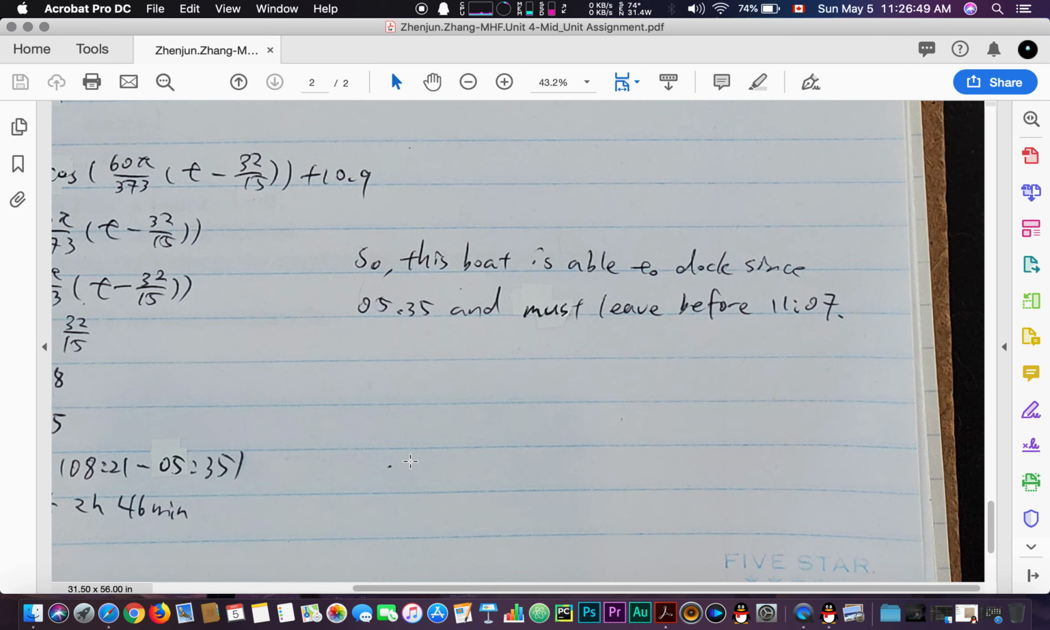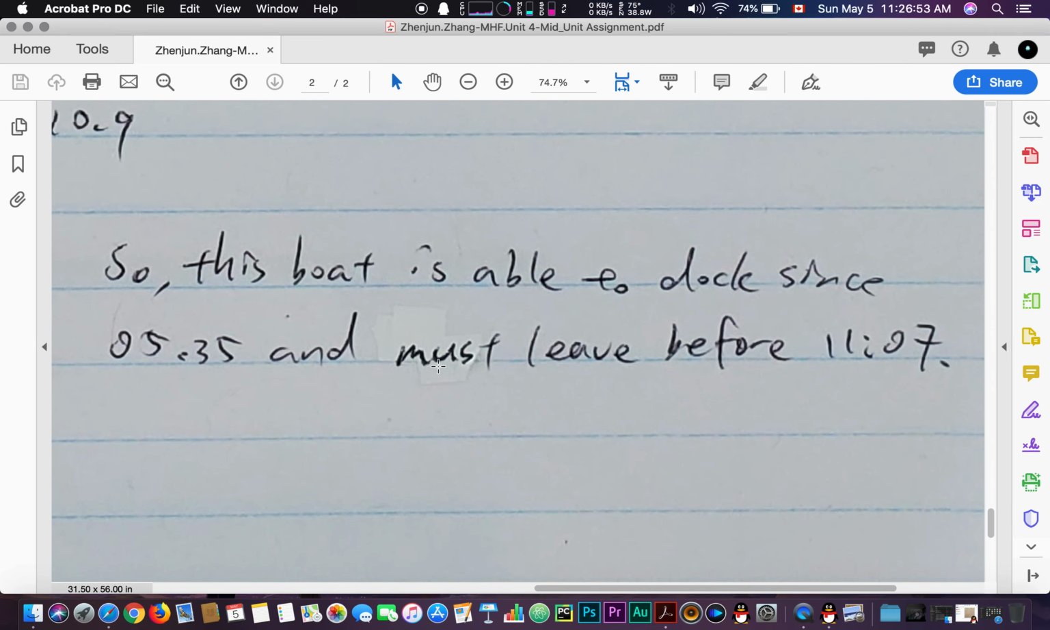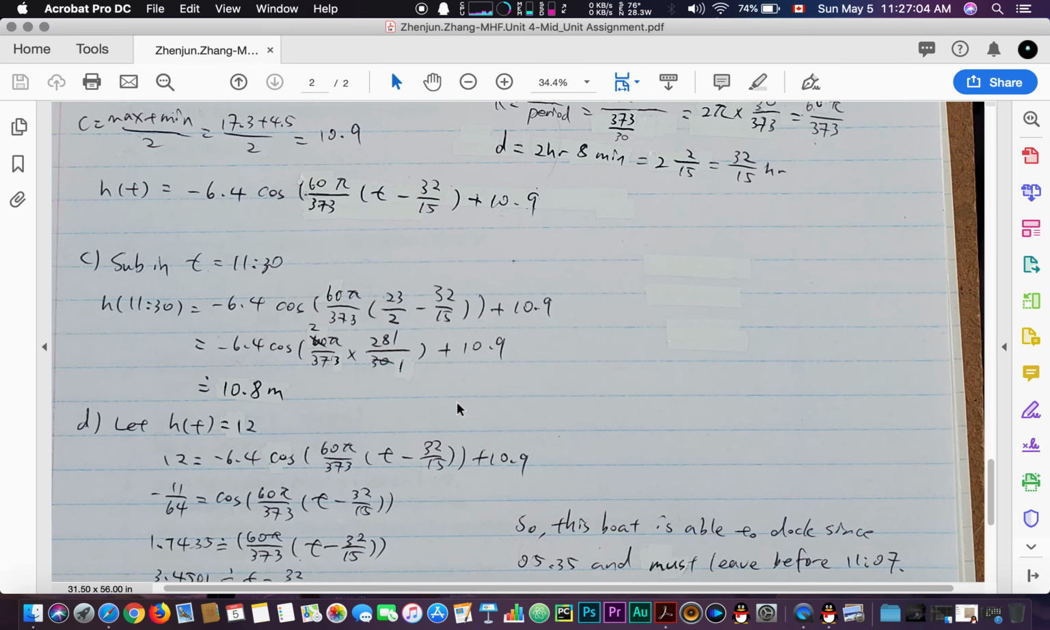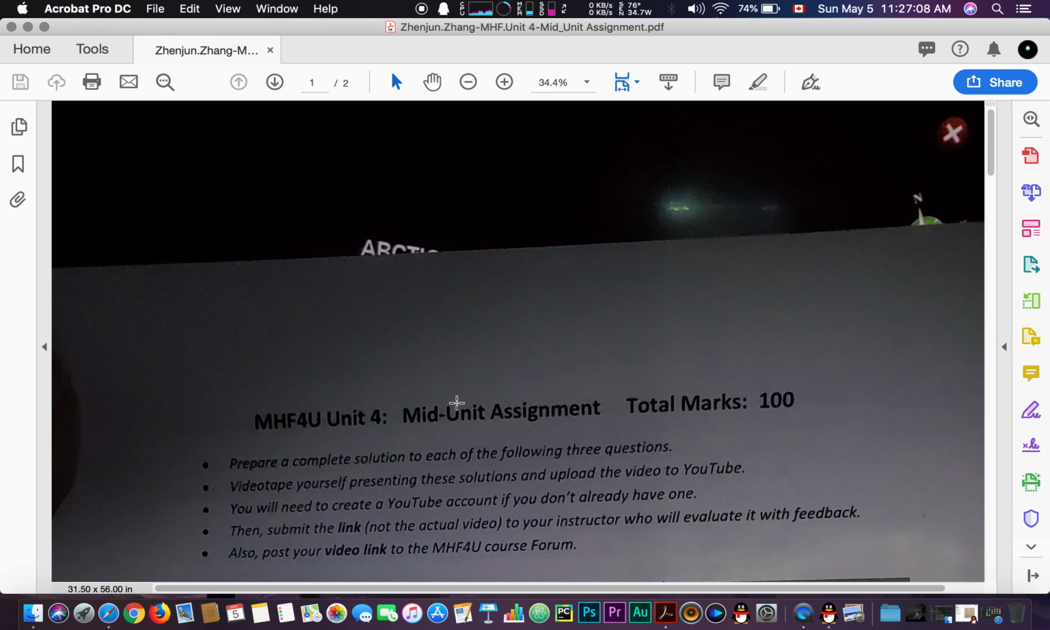So the boat, we will come to the conclusion right here. So the boat is able to dock since 5:35 and must leave before 11:07 a.m. That's both a.m. Okay, that concludes my MHF Unit 4 mid-unit assignment. Thank you.